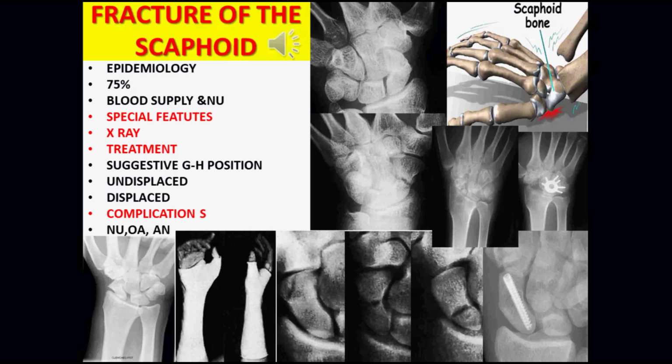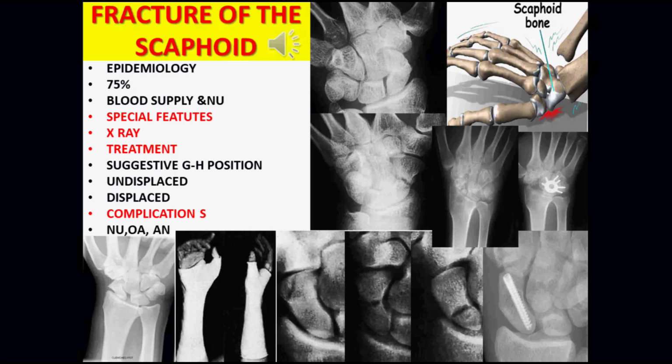Scaphoid fractures account for more than 75% of all carpal fractures. Mechanism of injury is fall on outstretched hand with wrist extended. The scaphoid is located in between the two rows of the carpal bones, so it will suffer from a force that may cause it to fracture.